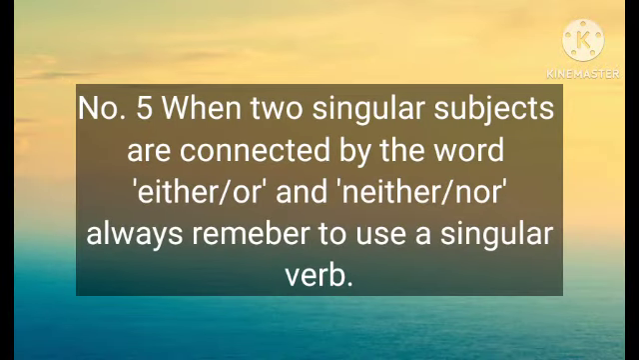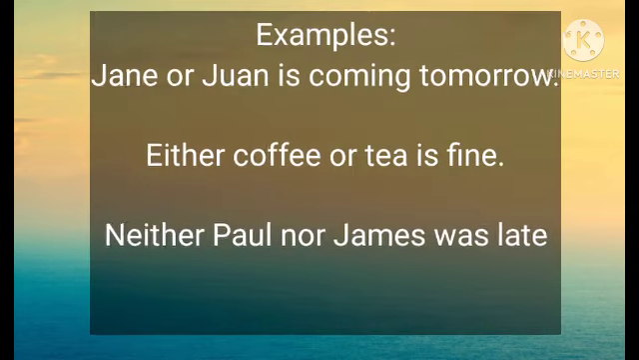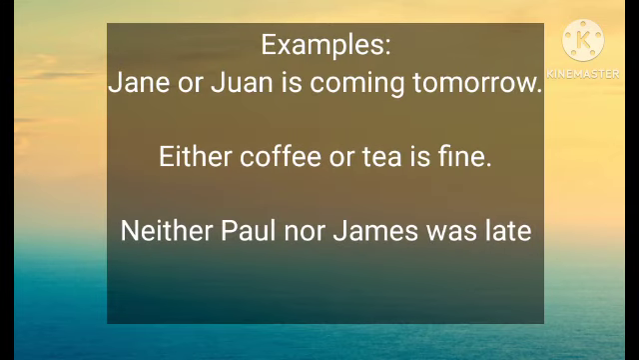Number 5. When two singular subjects are connected by the word either, or, and neither, nor, always remember to use singular verb. Jane or Juan is coming tomorrow. Either coffee or tea is fine. Neither Paul nor James was late.